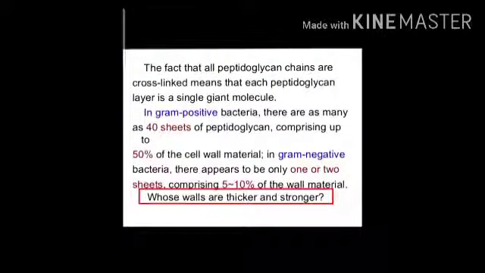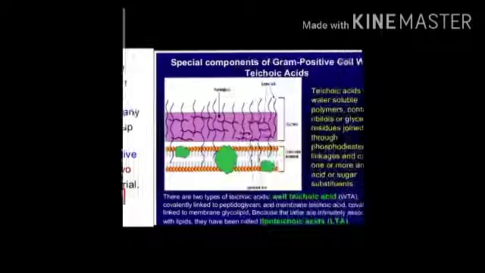The fact is that the peptidoglycan chains are cross-linked, meaning each peptidoglycan layer is joined to the others in a single giant molecule. In gram positive bacteria, there are as many as 40 sheets of peptidoglycan, compared to 50% of the cell wall material in gram negative bacteria.